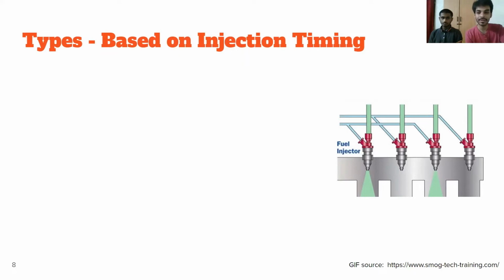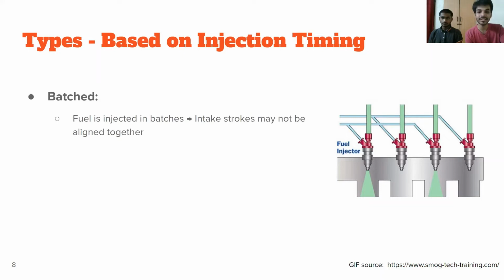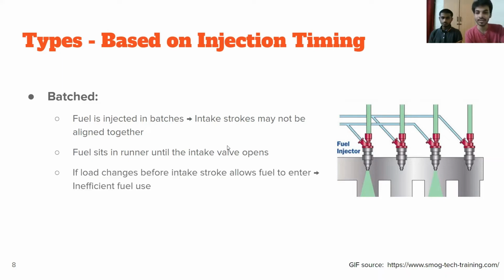There are different types of MPFI systems based on the injection timing. The first is a batch type system. In this, the fuel is injected in batches, as you can see in this particular image. And typically, the intake strokes may or may not be aligned with the injection of the fuel. When the intake stroke is not aligned with the fuel injection, the fuel sits in the runner until the intake valve opens, which allows the fuel to enter the combustion chamber. This in turn is a disadvantage of this type of system because if the load suddenly changes before the intake stroke happens, then there will be inefficient use of fuel in the cylinders which utilize this method.